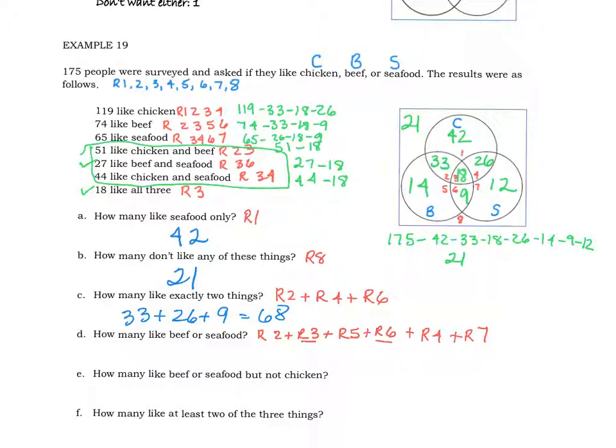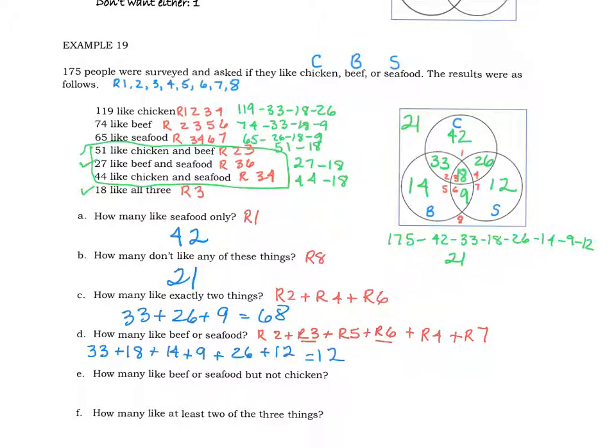Okay, so that is definitely a lot to add together. We will be adding 33, 18, 14, 9, 26, and 12. And when we add all those together, that gives us 112.